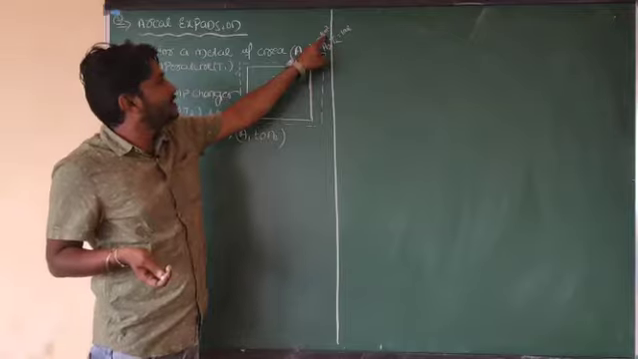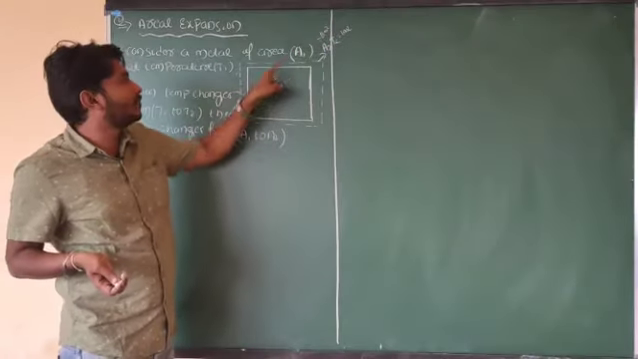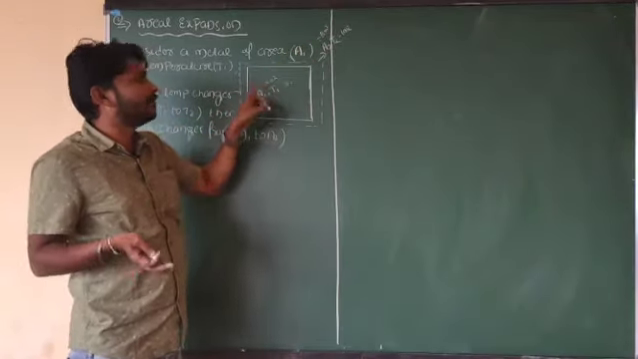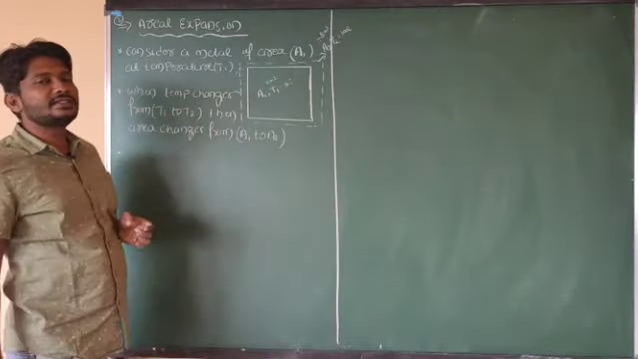So the final area is 8. The initial area is 5 here. So final minus initial, 8 minus 5. So that is 3 centimeter square.